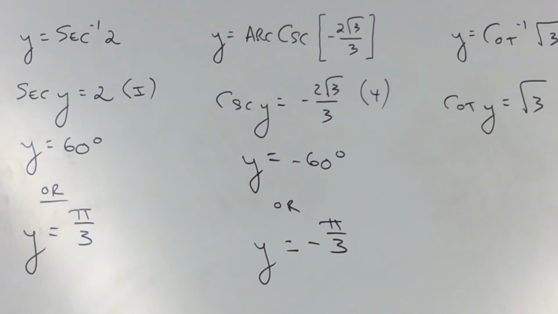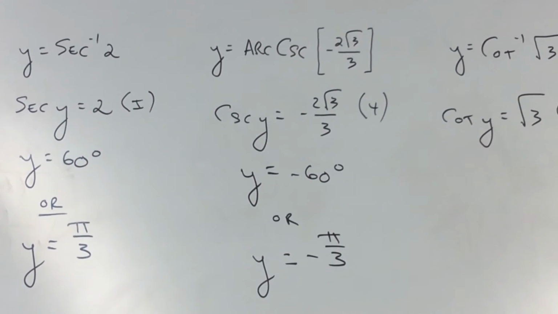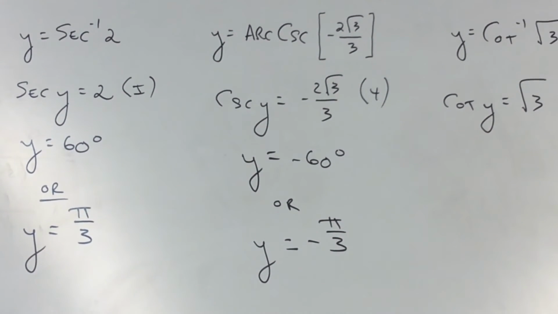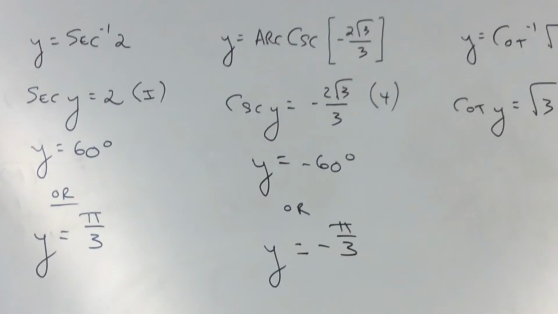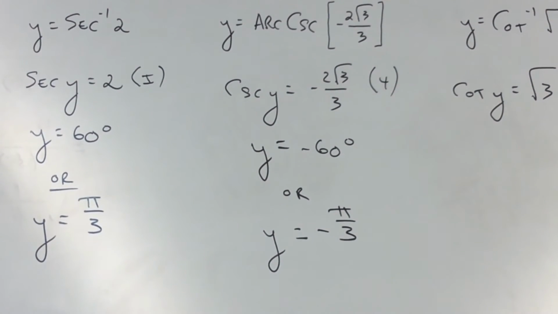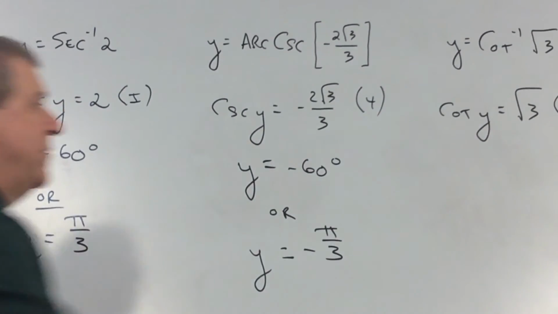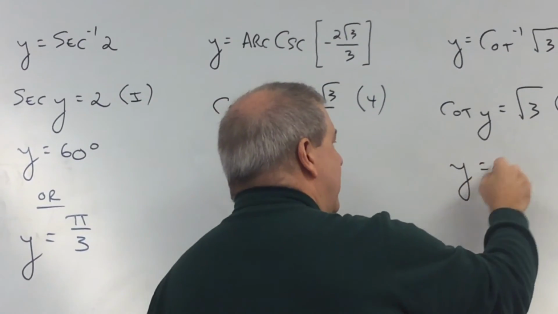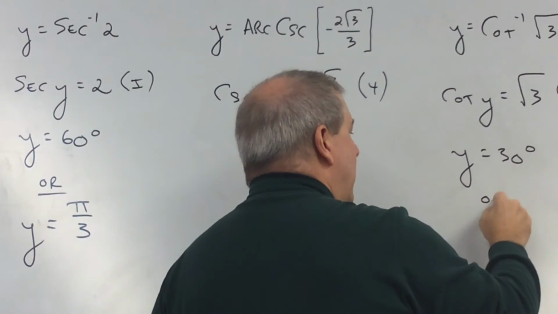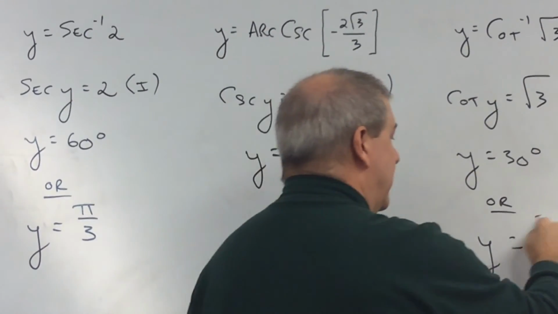Okay, look at the next one. First quadrant. Wouldn't you say they're easier if they're in quadrant 1? Those are the easier ones, right? Cotangent of what angle is radical 3? What's the angle? David? 30. Or in radians, Adam? Pi over 6.